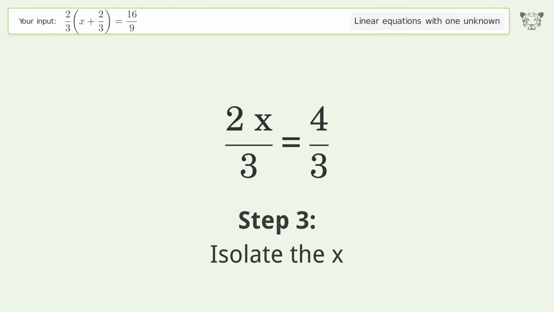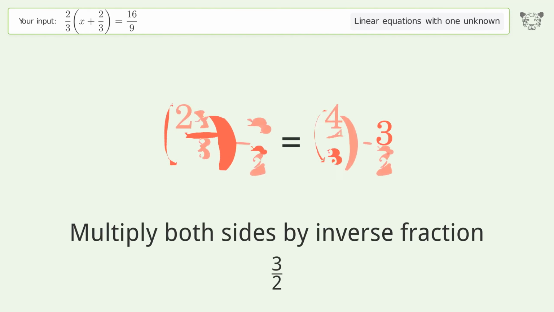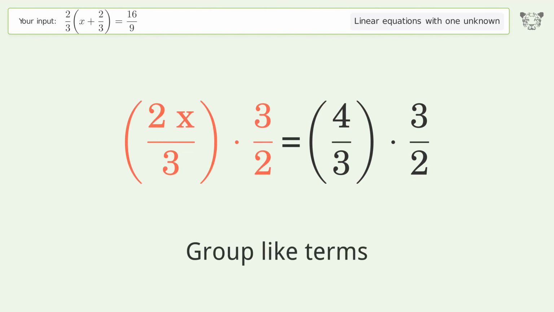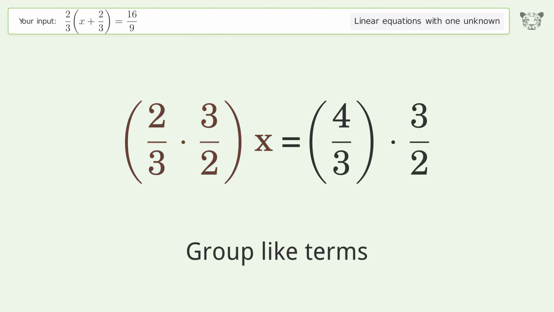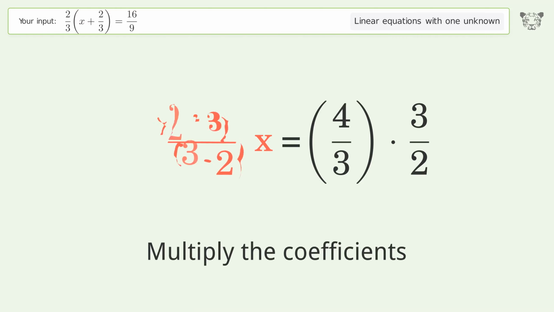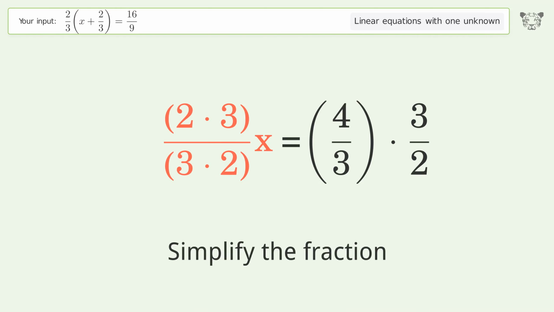Isolate the x. Multiply both sides by the inverse fraction 3/2. Group like terms. Multiply the coefficients. Simplify the fraction.